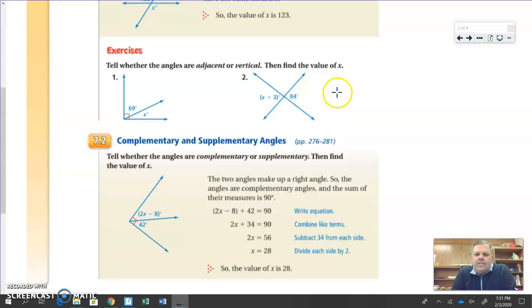In these, we know that vertical angles are equal. So the way I would set this up is x plus 3 equals 84. To get x all by itself, I will subtract 3 from both sides. That will leave me with x equals 81. The value of x is 81.